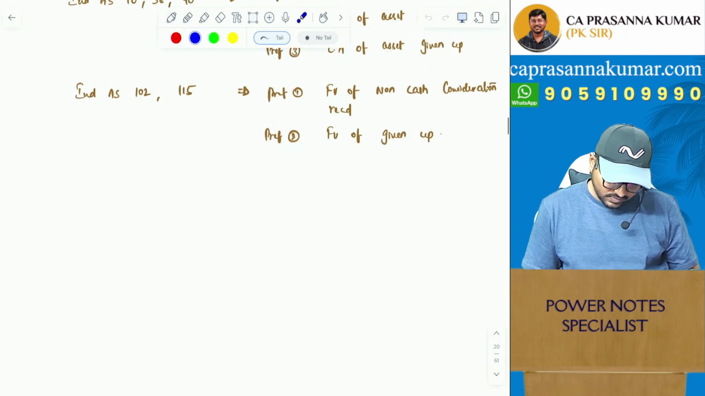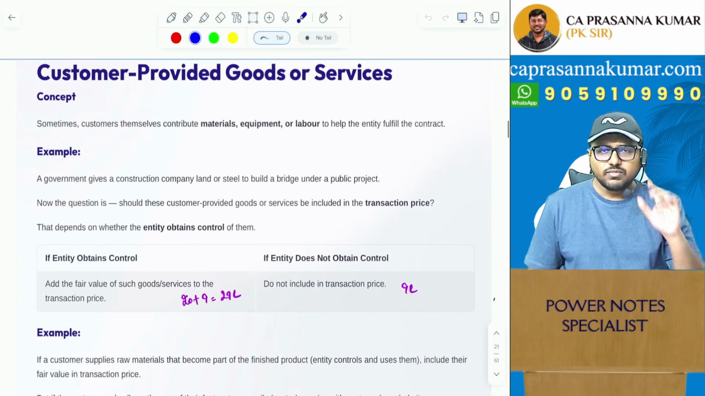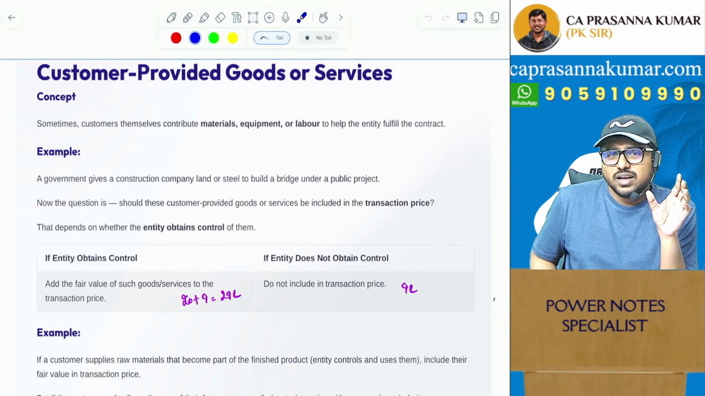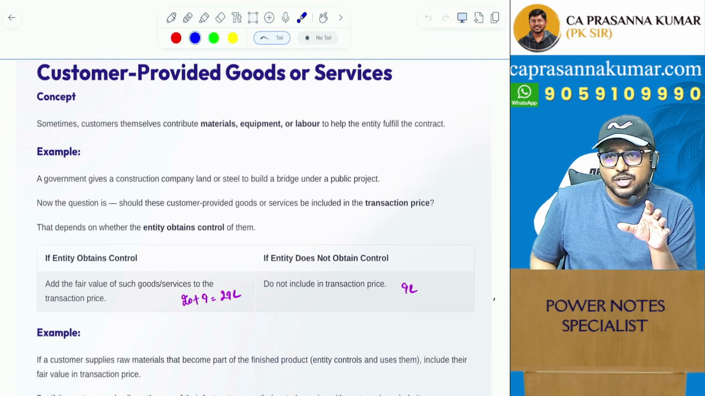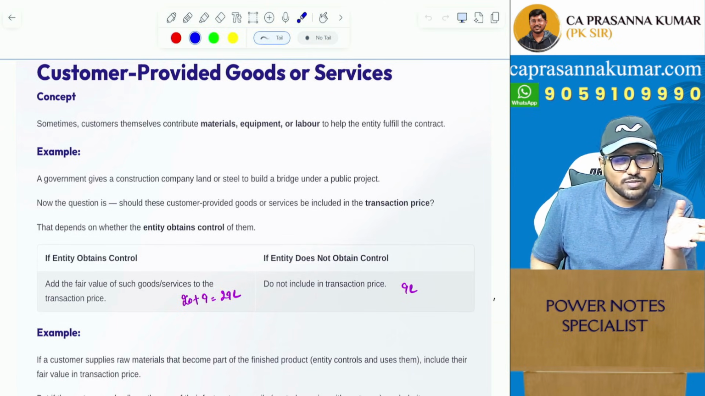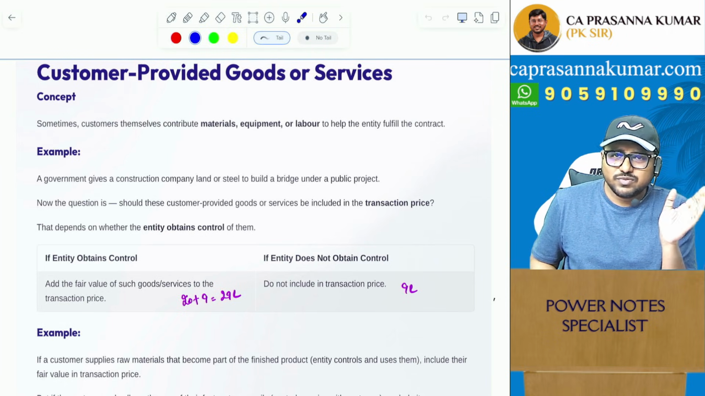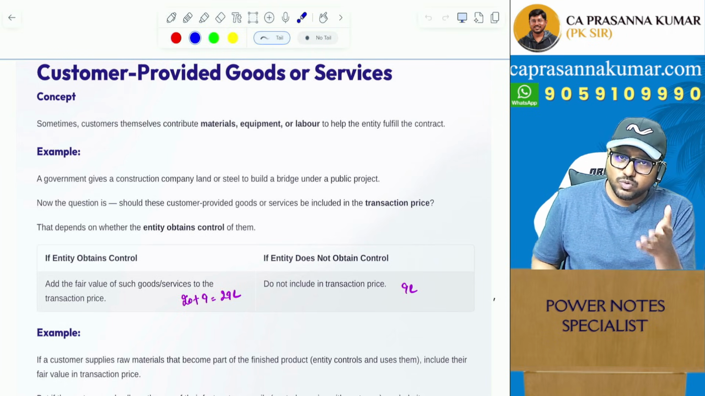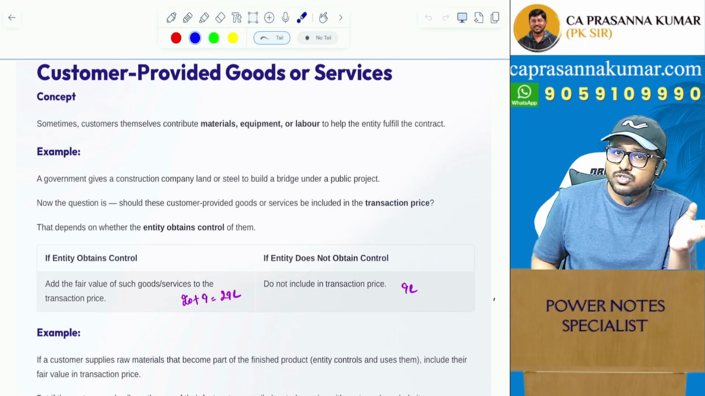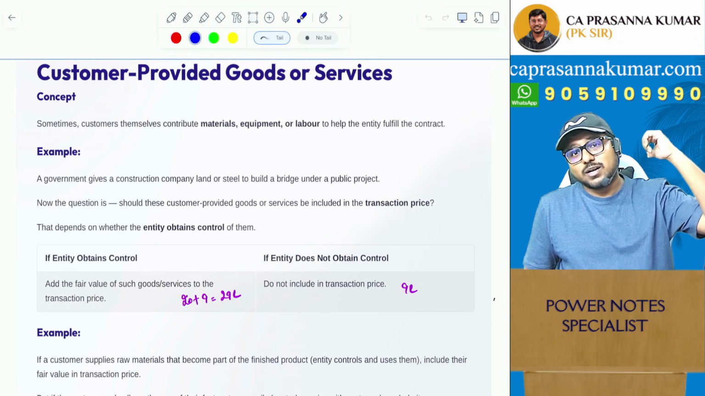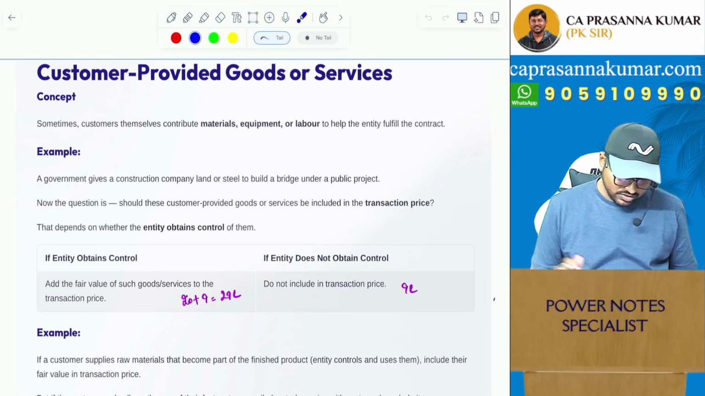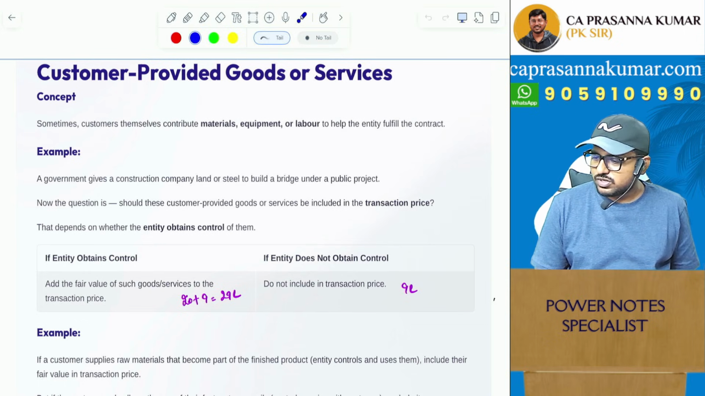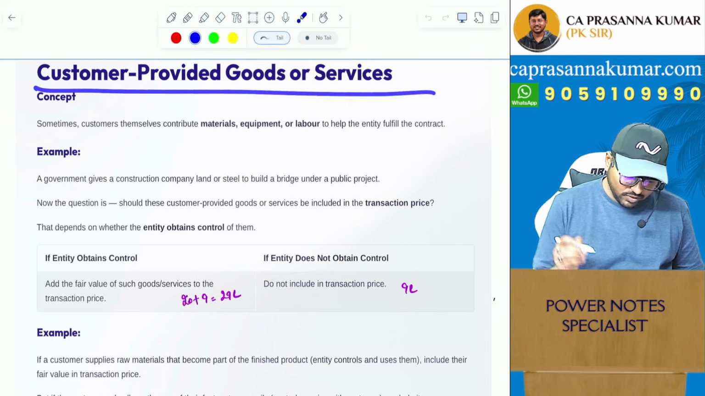Chalo. Moving on. So in the last concept, we have seen where customer is providing you consideration, not in cash, but in kind. In that case, we have seen the first preference will be fair value of the goods that is provided by the customer. If that is not available, fair value of the good provided by the entity will be your second preference. Done and dusted. Moving on to next concept. What is the next concept? Customer provided goods or services.